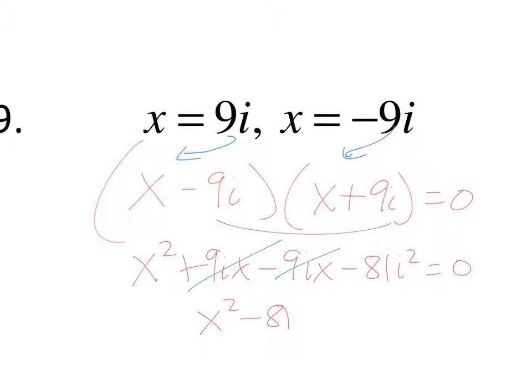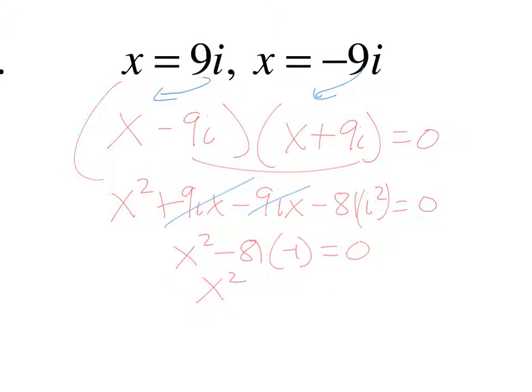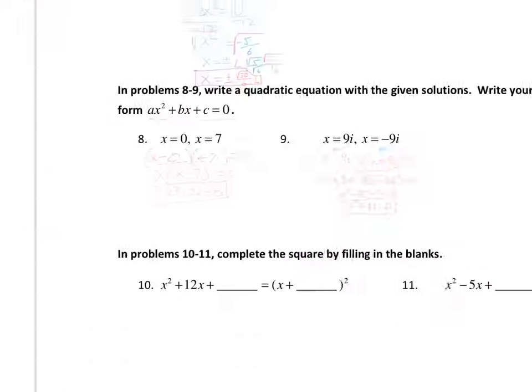Now remember that i squared is worth negative 1. I squared is negative 1. So this is going to be x squared, and that'll become plus 81. Okay? There you have it.